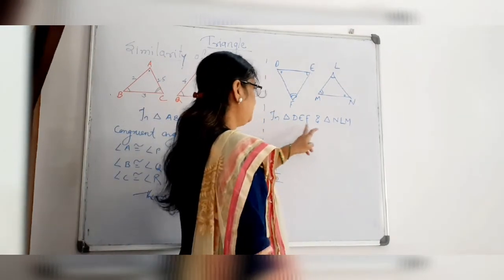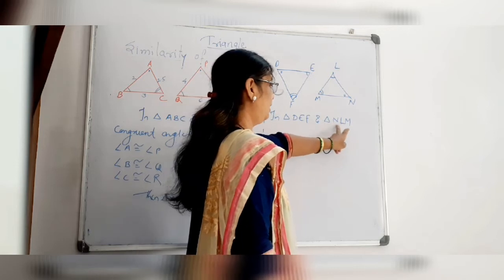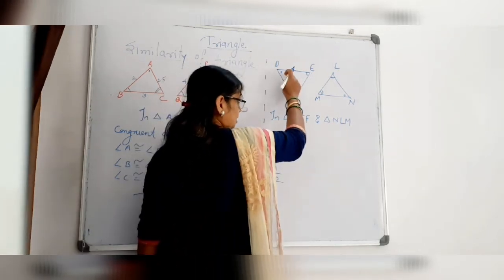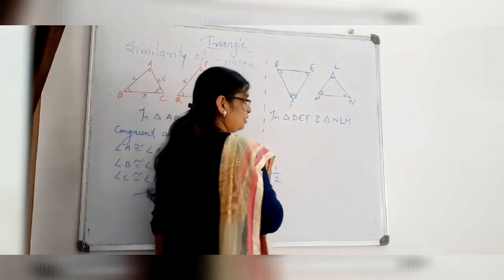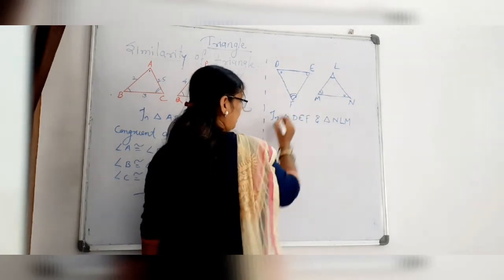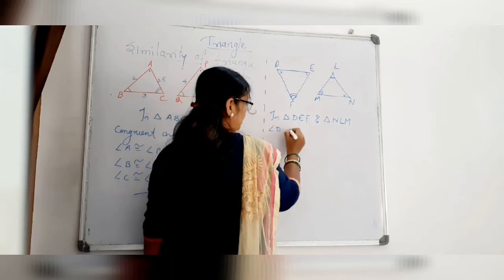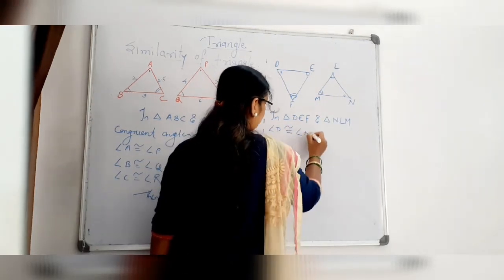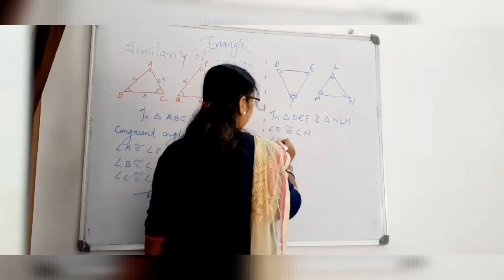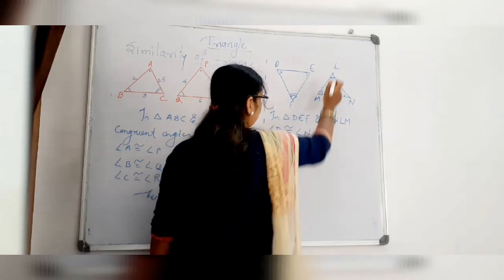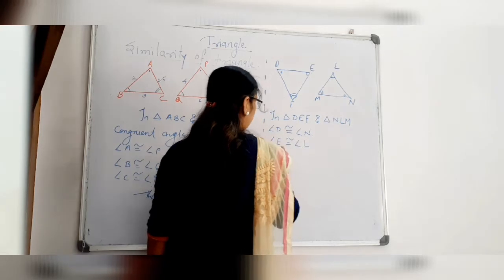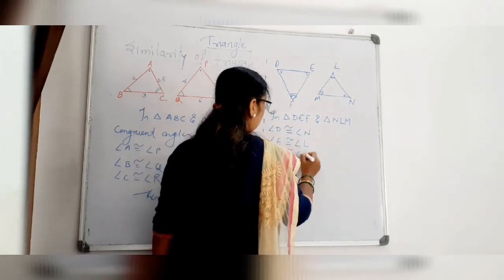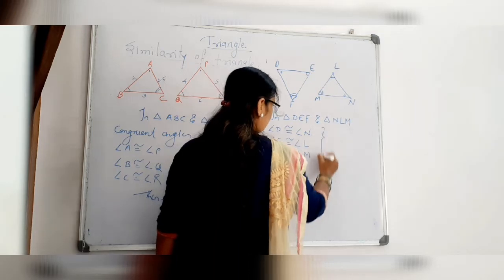So triangle DEF and triangle NLM. If you want to show similarity, you first write the angles and then the sides. Which are the angles? Angle D is congruent to angle N, angle E is congruent to angle L, and angle F is congruent to angle M. And you have to take the sides.